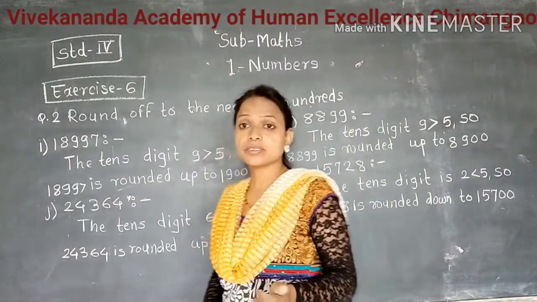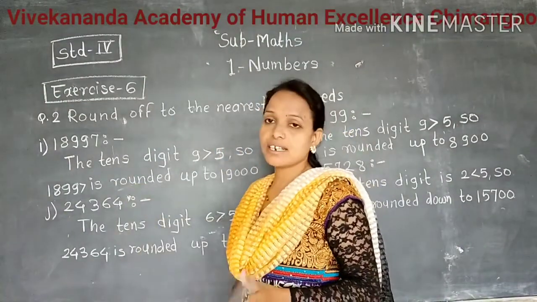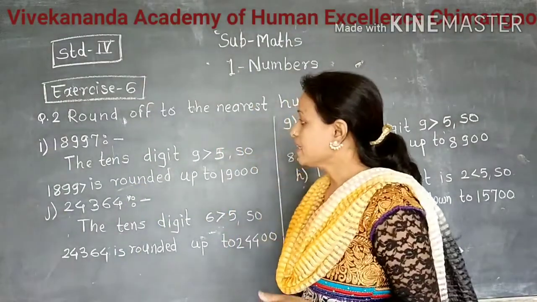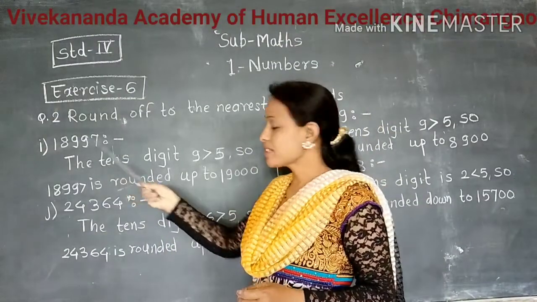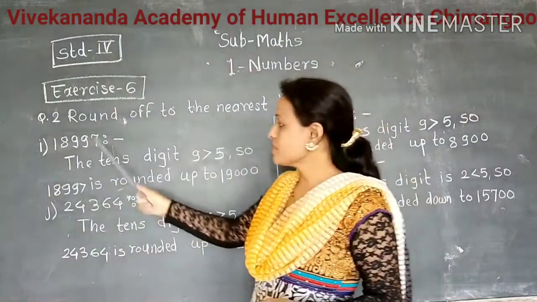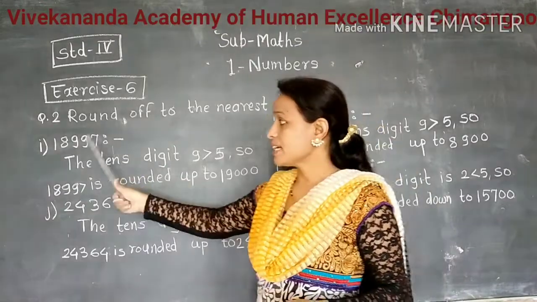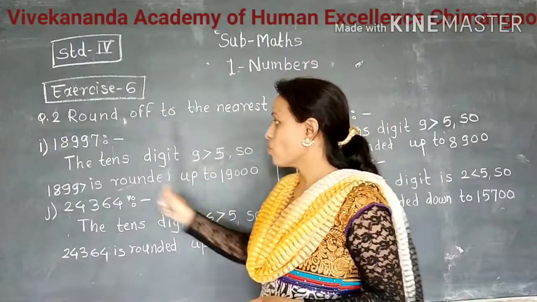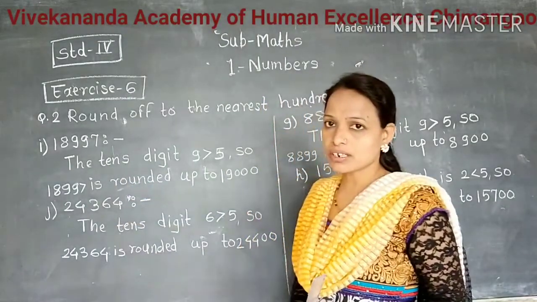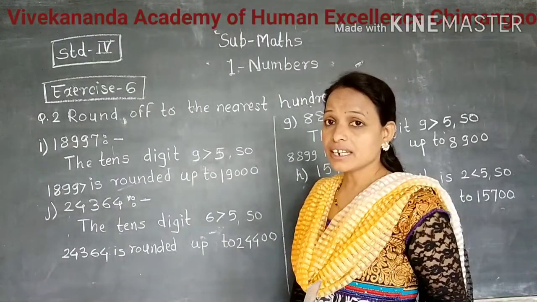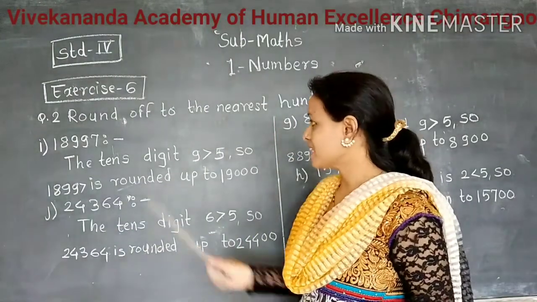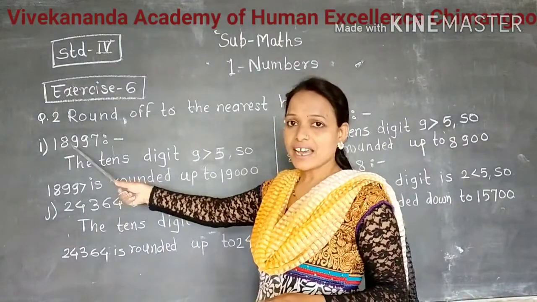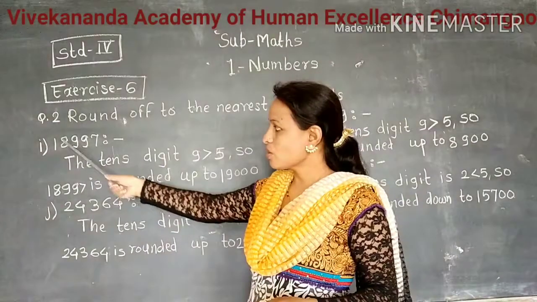Next number, 18,997. Here the tens digit is 9, which is greater than 5. So the ones digit is replaced by 0, the tens digit is replaced by 0, and the hundreds digit is increased by 1. Means 9 increased by 1 becomes 10. So if you add 1 to 9 it becomes 10, so 0 and carry over.